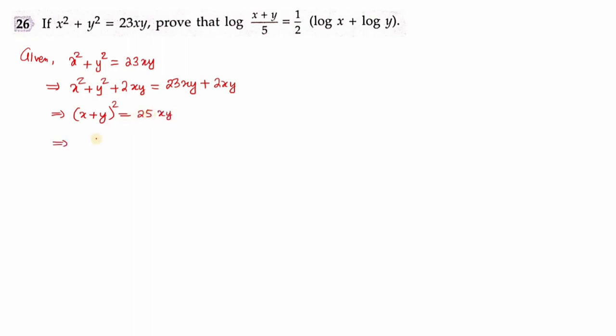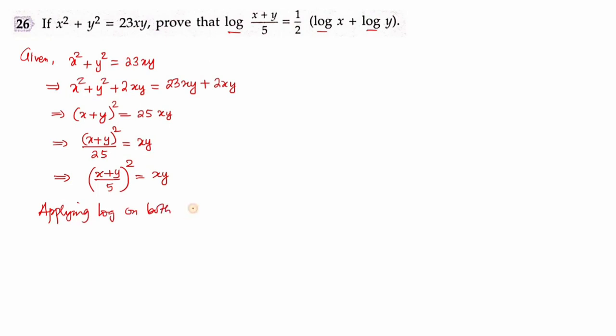Now let me bring this 25 to the denominator. You get x plus y whole square by 25 is equal to xy. Can I write the left hand side as x plus y by 5 whole square? Yes. So we have xy now. Now we will apply log on both sides, because we have to prove it and there has to be log on both sides. So we get log of x plus y by 5 whole square is equal to log xy.